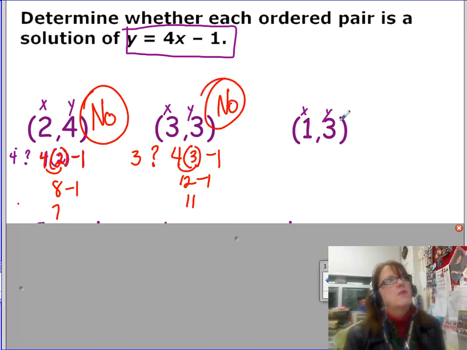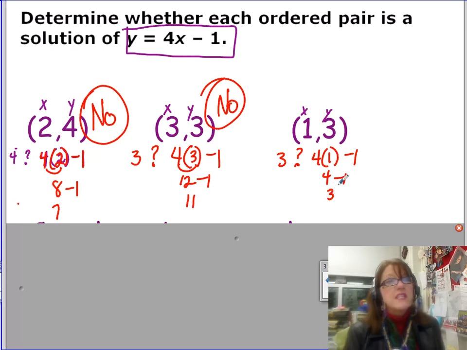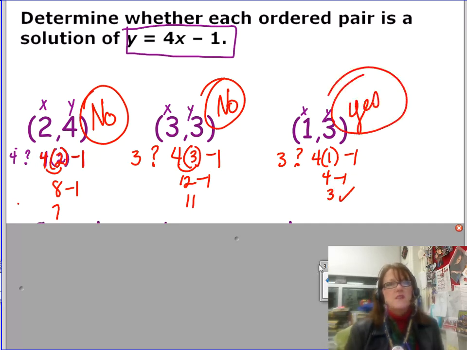1 comma 3, would that work? Plug in 4 times 1 minus 1. Does that equal 3? 4 minus 1 is 3. Ding, ding, ding! Finally, yes, we've got one. Yes, it does work.